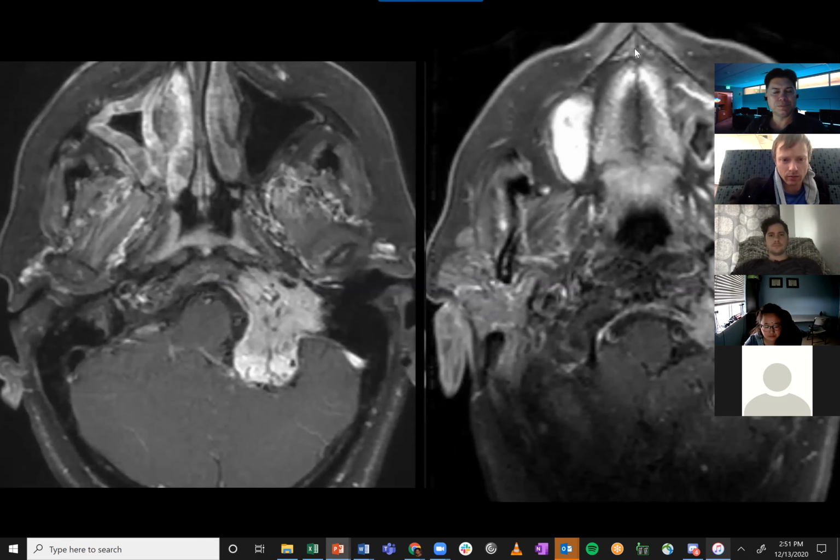Okay, so we have two fat-sat axial post-contrast MRIs. On the left-sided image, it looks like there is an enhancing lesion centered in the petrous apex that has some mass effect on the cerebellum, and is basically extruding through the CP angle. And then there is also some abnormal enhancement in the right masticator space.